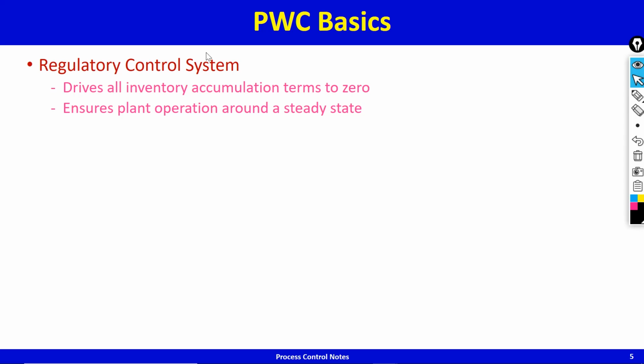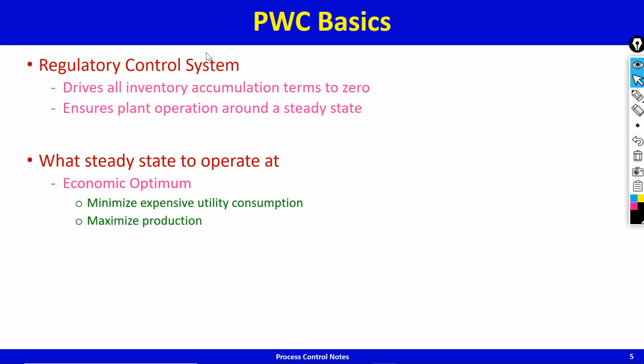So that's the purpose of a regulatory control system. It drives all inventory accumulation terms to zero, and that ensures plant operation around a steady state. And once you are assured that you can drive the process to a steady state, then you start asking the next level of question: what steady state to operate at?